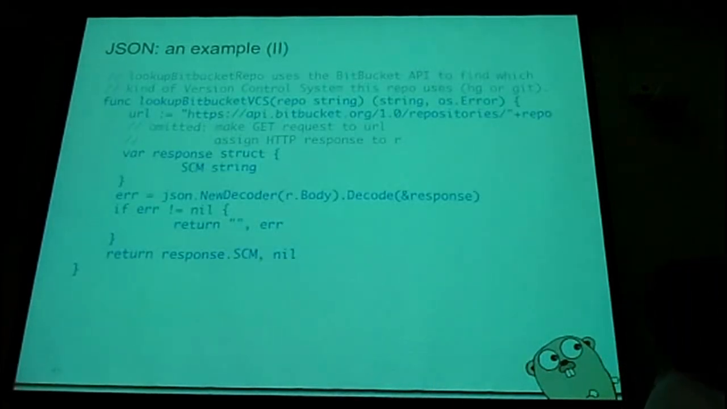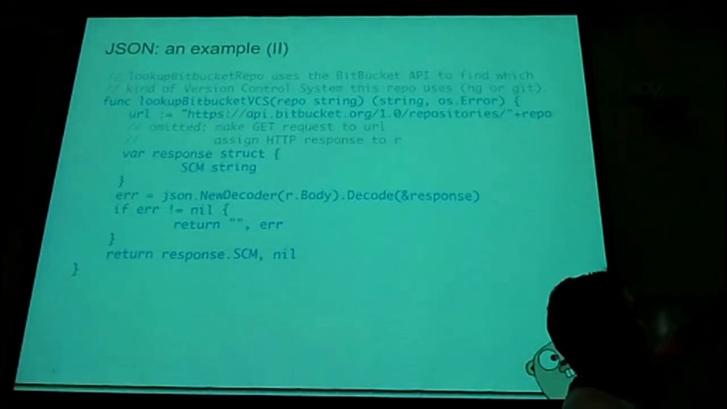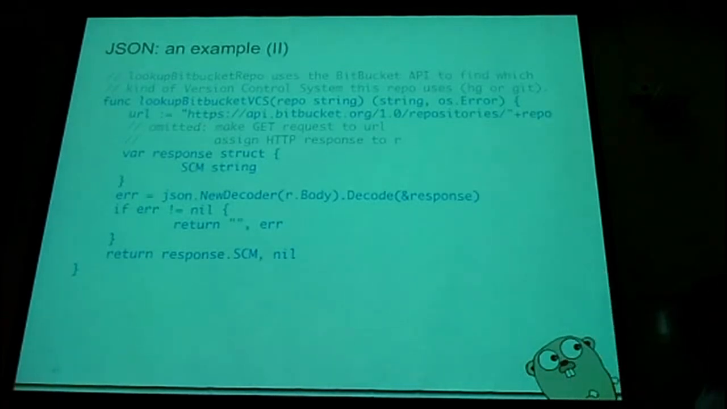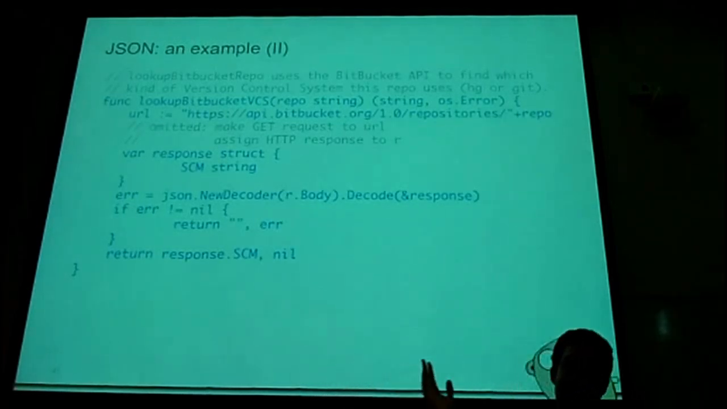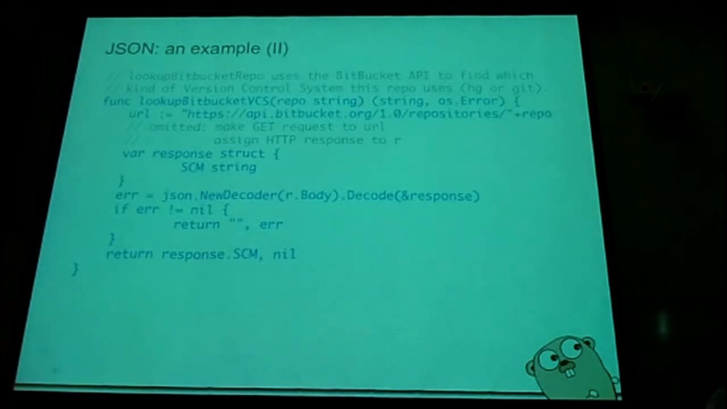And so I added a function to Go install that looks up the repo and makes an API call using an HTTP GET request, and then I have this little ad hoc structure here, response. It's a response variable that's a struct with an SCM field, and I create a JSON decoder that reads from the response body and read that response directly off the wire, straight off the network connection into my Go data structure. And then I can just return that SCM field and a nil error because nothing's gone wrong. So it's really, really straightforward.